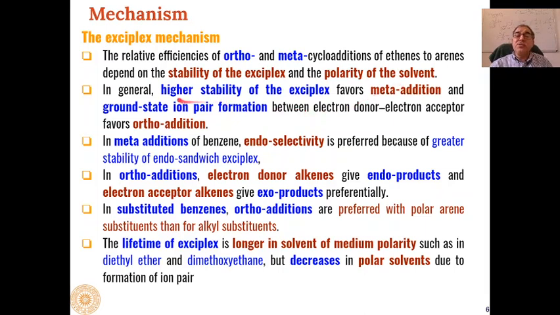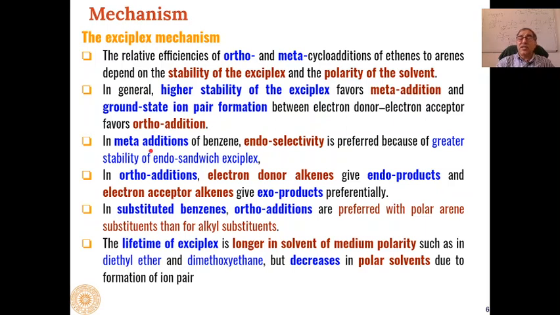So according to some general rules, higher stability of the exciplex will favor meta addition, and ground state ion pair formation between electron donor and electron acceptor will favor ortho addition. So if the exciplex has more stability, then meta products will be formed. But if the ion pair is formed in the ground state itself, by the electron donor and electron acceptor, that will lead to the formation of ortho products. So this is a general rule about the exciplex mechanism.